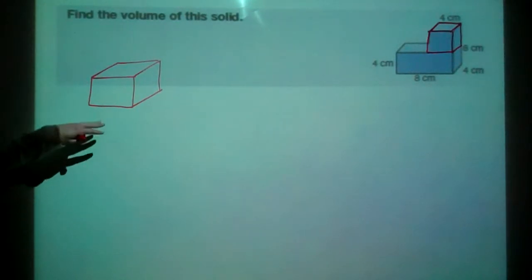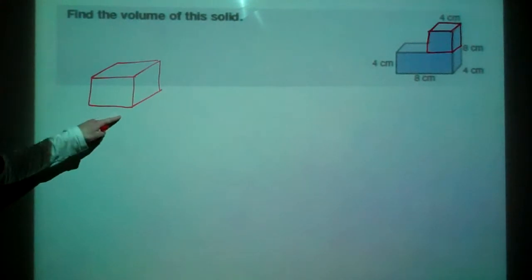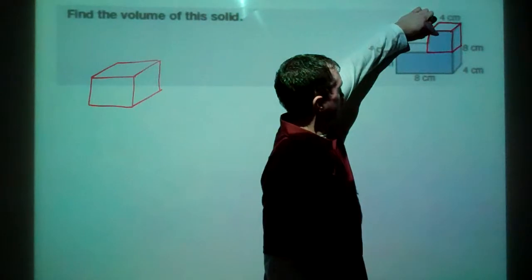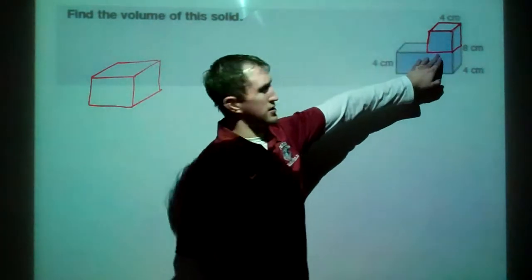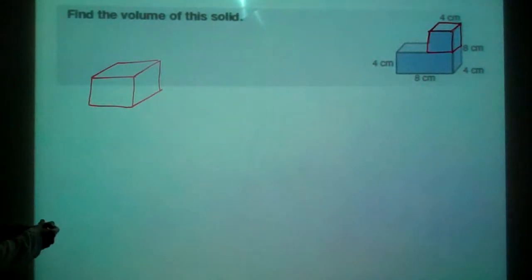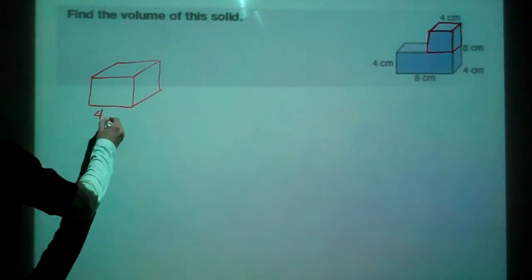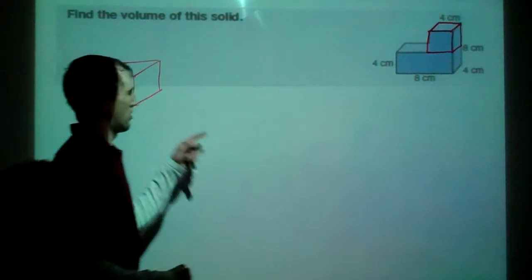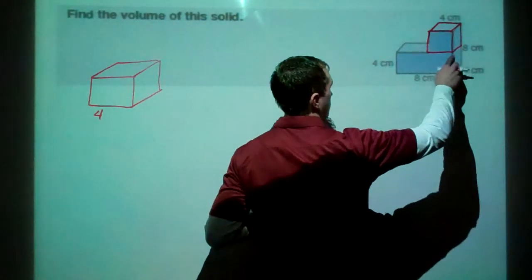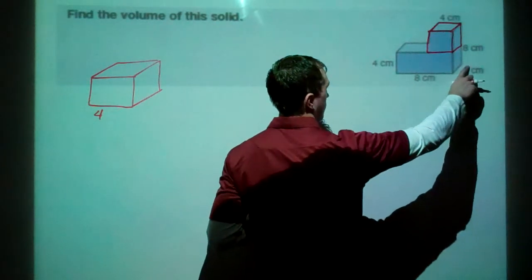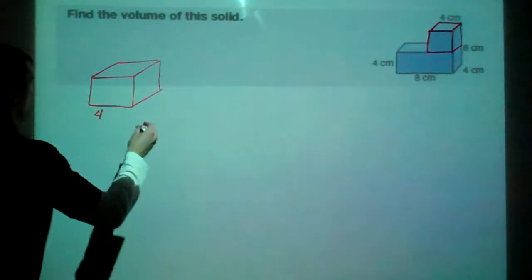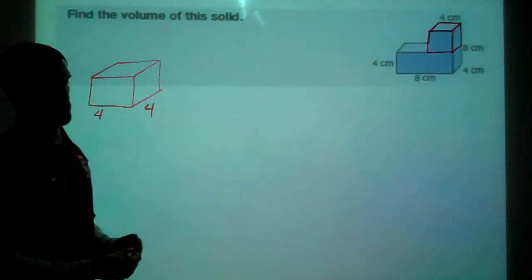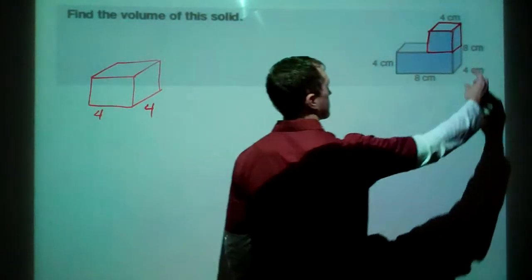So what would this length be? Well, this is 4 centimeters, which means this is 4 centimeters, which means this part is also 4 centimeters long. Okay? What about this piece? That correlates to this piece right here, which is 4 centimeters. So we have a 4. Now figuring out the height of that piece is a little bit more challenging, because that is this piece right here.